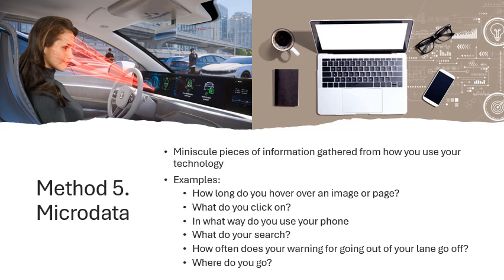Method 5, microdata, that I included but is not included in your book, is really being used all the time right now. So it's tiny pieces of technological information gathered from how you use your technology. For example, how many microseconds do you hover over an image or page? If you hover over it just a little bit longer, the algorithm that's making decisions about marketing is going to start to want to sell you something related to that image or give you more posts like that. What do you click on? That's an even more reliable indicator.